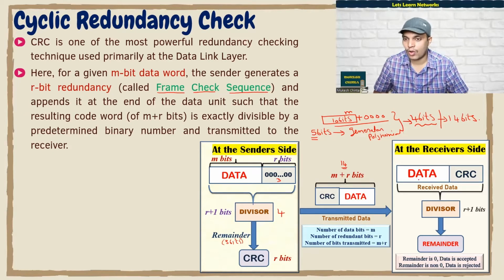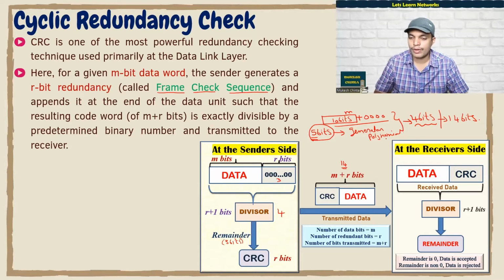The receiver will collect all these 14 bits, and it will simply perform the same division again with these 5 bits. As I told you, even before CRC starts, both the sender and receiver have to agree upon a common generator polynomial. That generator polynomial will be used at the receiver also. I will once again verify the remainder. If I get a 0 remainder, I assume that the data has no errors at all, and I will accept it and pass it on to the upper layers. But if I get a non-zero remainder, then I will assume that the data contains errors, and I shall request the sender to retransmit my data again.